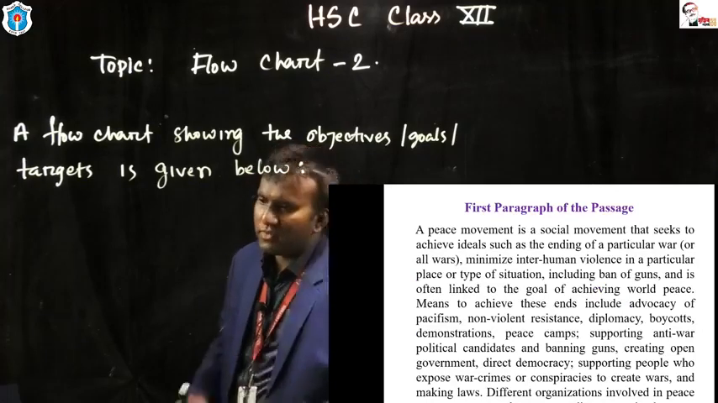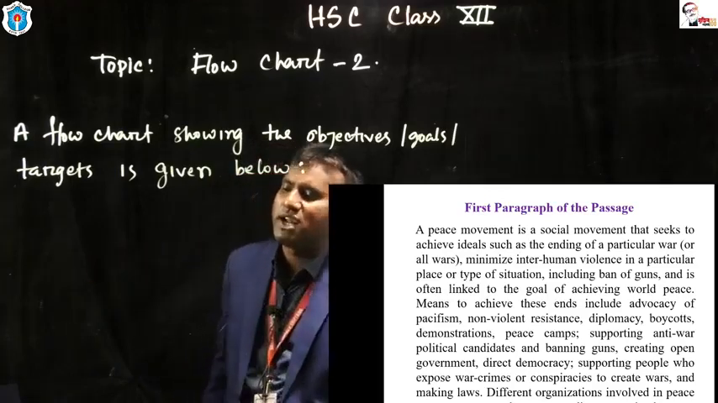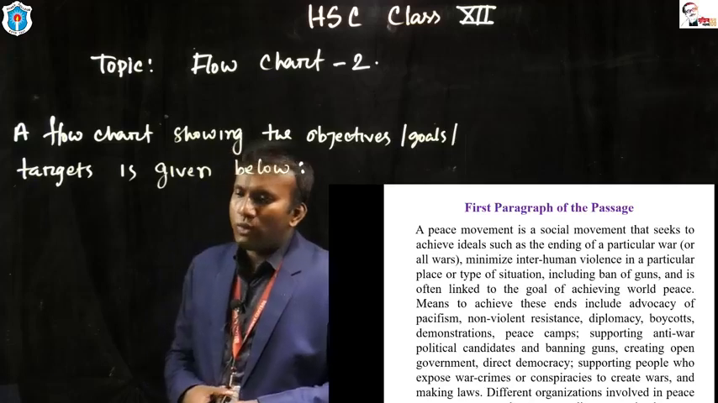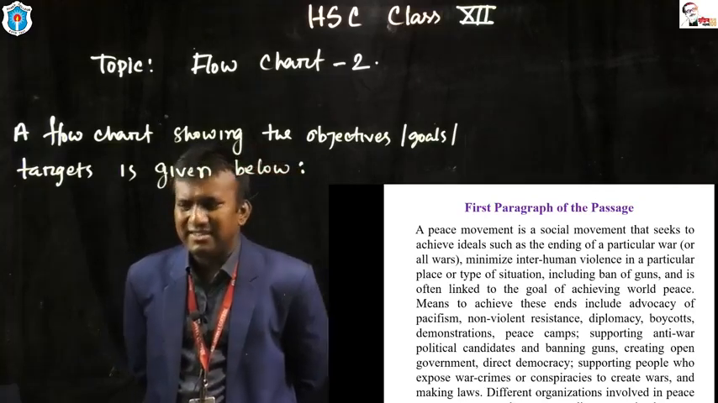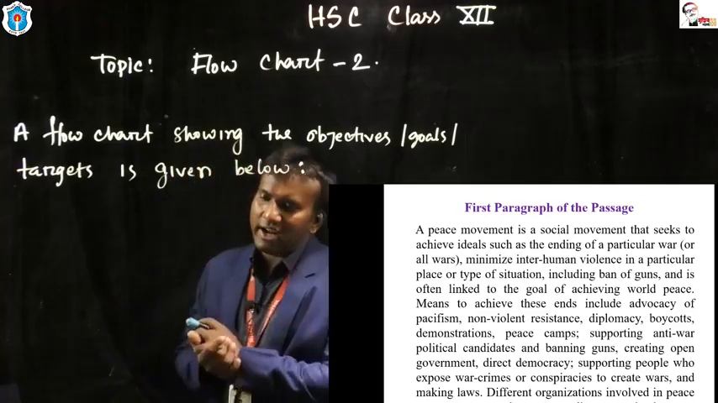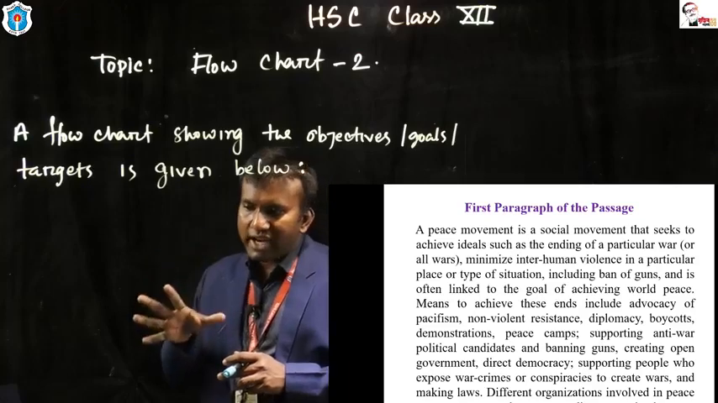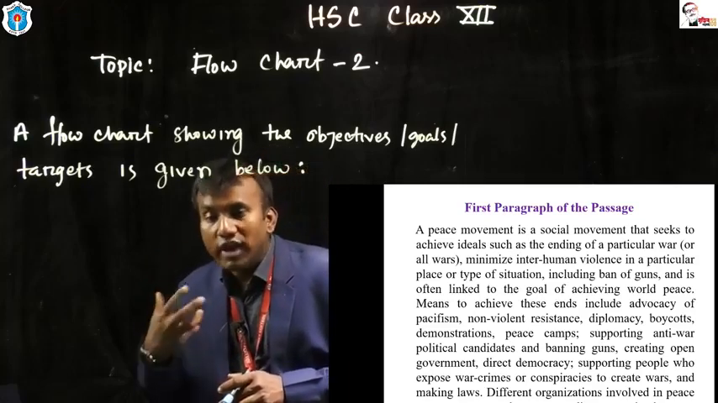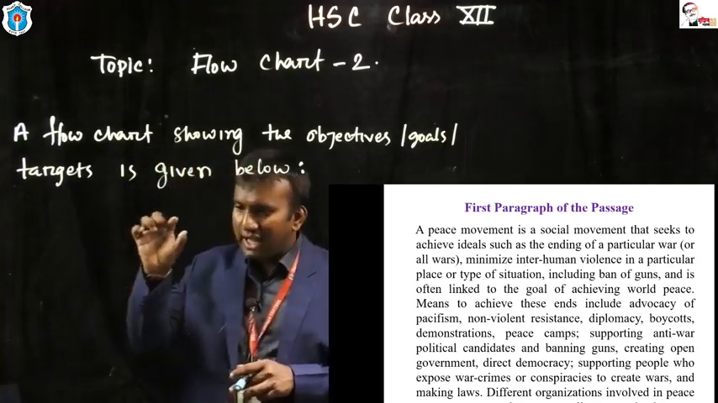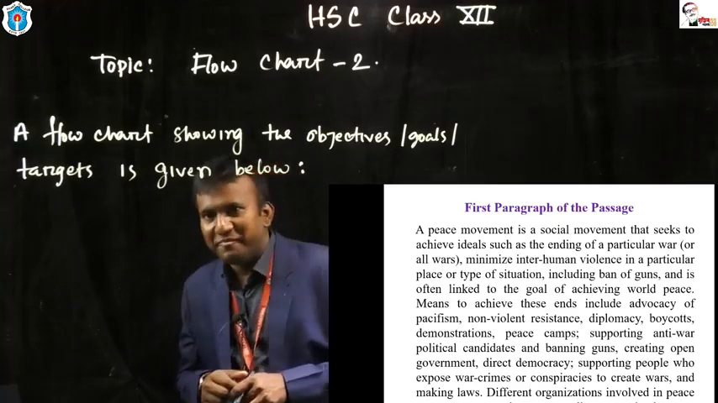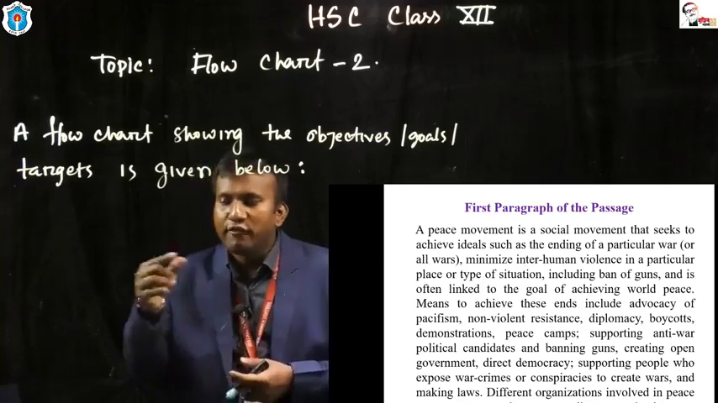Now we are going to learn the whole passage. This passage has two paragraphs. This is the first paragraph, that's why the headline is there, first paragraph of the passage. Dear students, I want you to learn with me. I want to make you understand the passage. And inside this paragraph, there are 5 targets of peace movement that we are looking for. We are looking for the targets or goals or objectives of peace movement. In this first paragraph, I think we have 5 objectives. Let us try to find out the objectives of peace movement from this first paragraph.